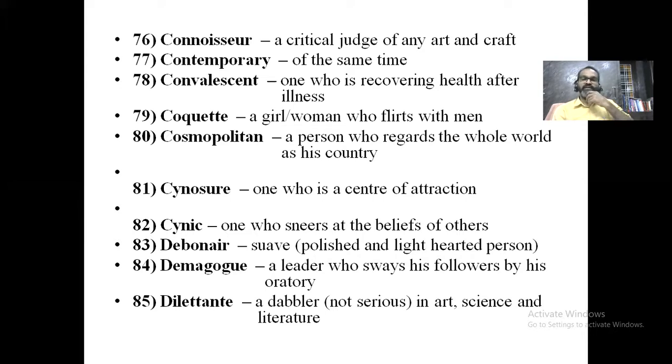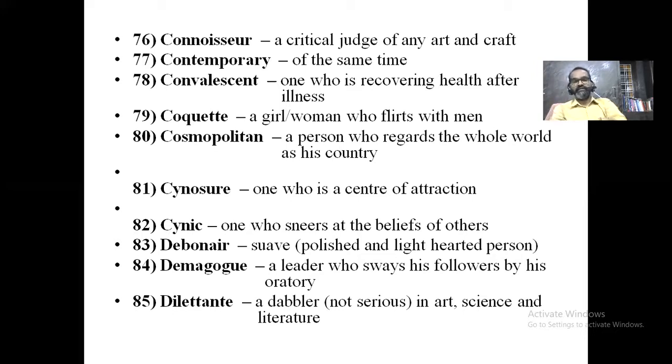Debonair, a polished and light-hearted person. Debonair magazine was there. The person is totally suave. And demagogue, a leader who sways his followers with his oratory. Oratory means he has speech power. Like here, KCR is a demagogue. A leader who sways his followers by his oratory, attracts them. That is a demagogue.